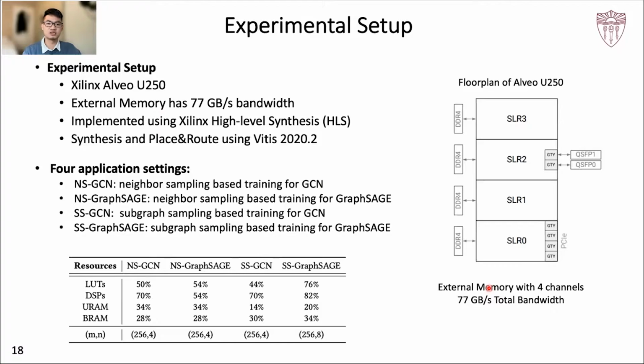This is our experimental setup. We evaluate our framework using Xilinx Alveo U250, which has 77 gigabytes per second of bandwidth. We implemented our code using high-level synthesis and place and route using Vivado. We tested 4 application settings using a neighbor sampling-based algorithm and a subgraph sampling-based algorithm, combined with 2 models, GCN and GraphSAGE. Here we show the resource utilizations for these 4 different application settings, and as we can see, the lookup tables and DSP are mostly used.